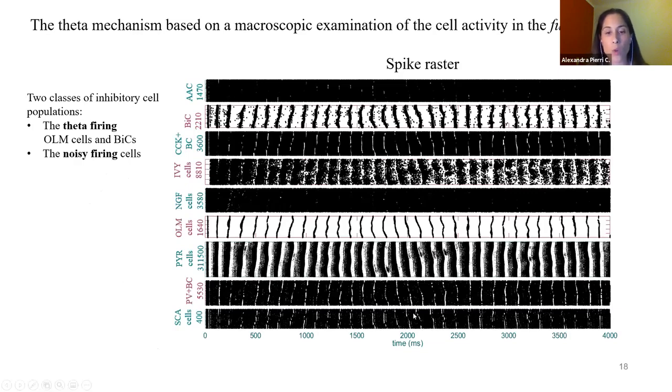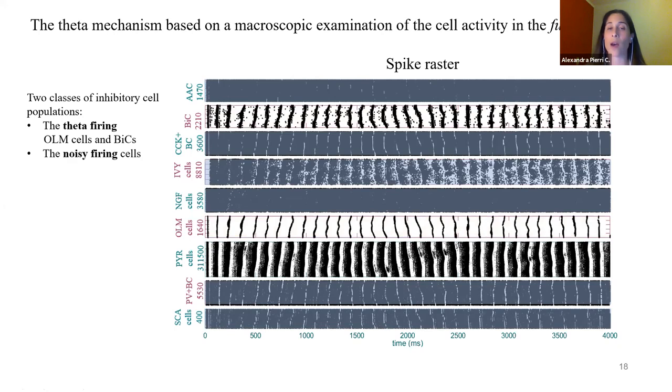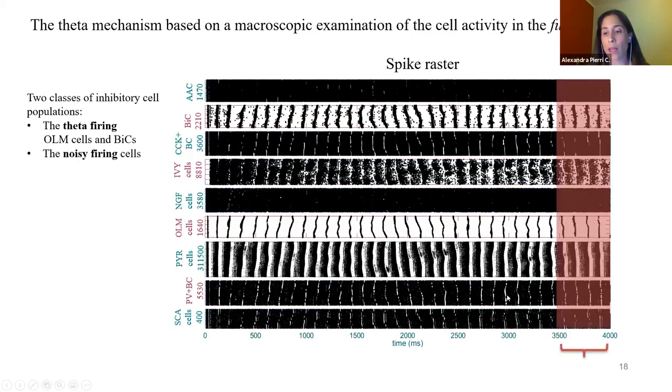So we need to notice two particular trends in this network. We have two types of inhibitory classes. First are the OLM and the bistratified cells, which are primarily driven by the pyramidal cells, and for that reason, they fire in a theta-paced manner. And we have the rest of the inhibitory cell classes, which fire in a very noisy fashion because they're primarily driven by noisy external afferents. With that, let's take a look at the last 500 milliseconds of this raster plot.